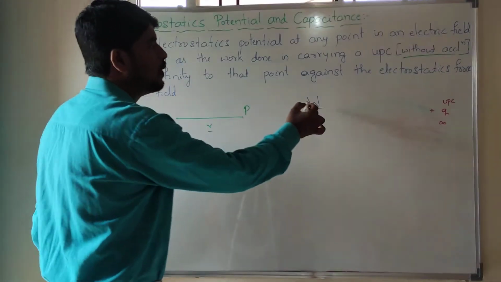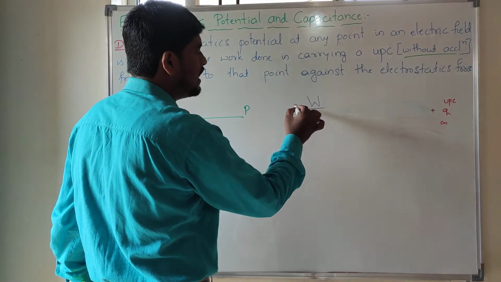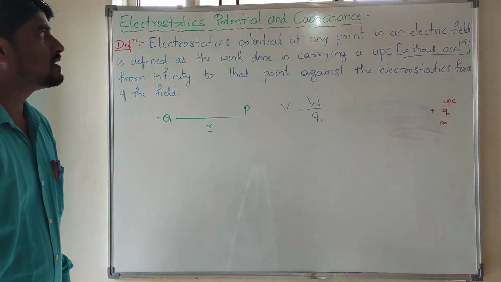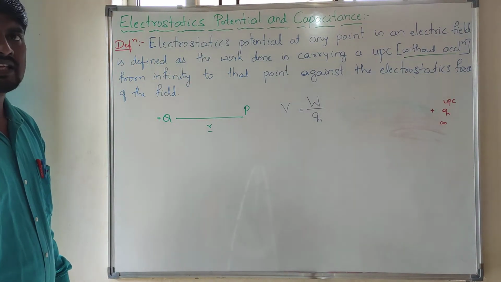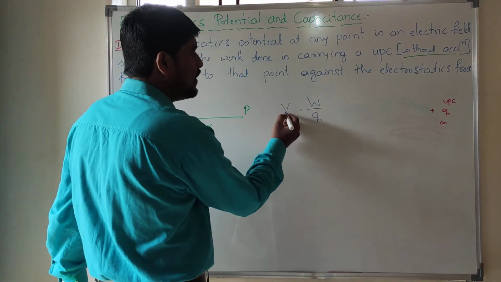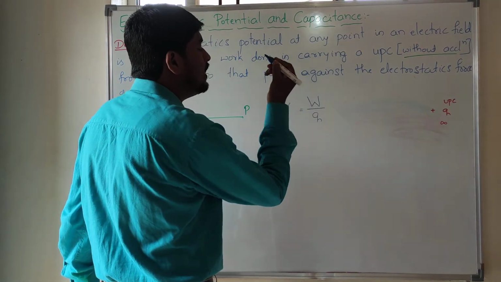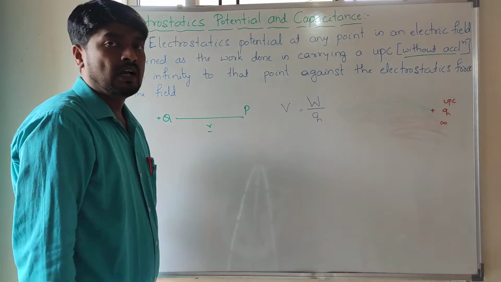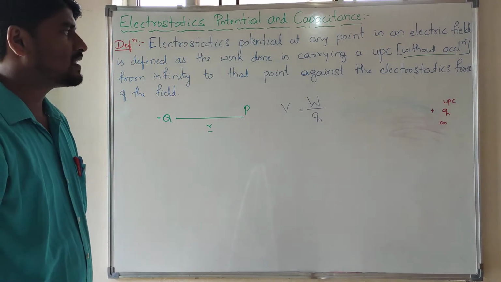In a very simple form, work done by the UPC itself is termed as electrostatic potential. The symbol of electrostatic potential is V. So look at this. V is equal to W by Q. Work done by the UPC is nothing but electrostatic potential in a very simple manner.